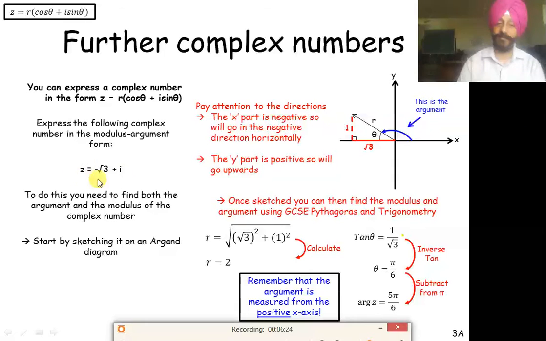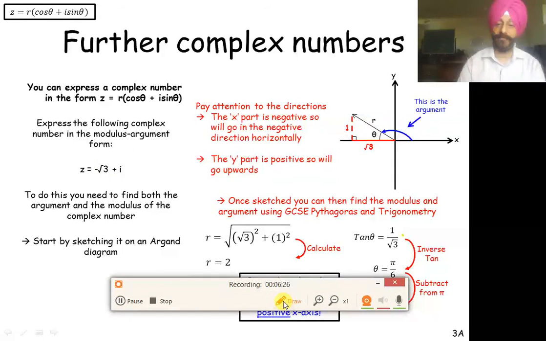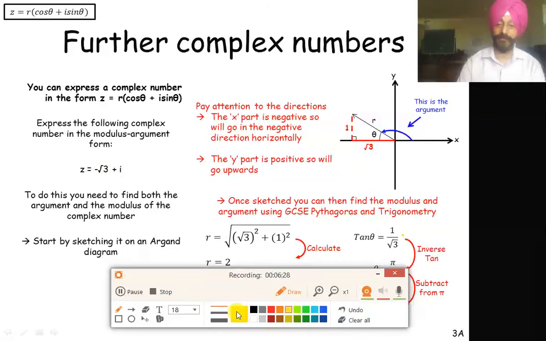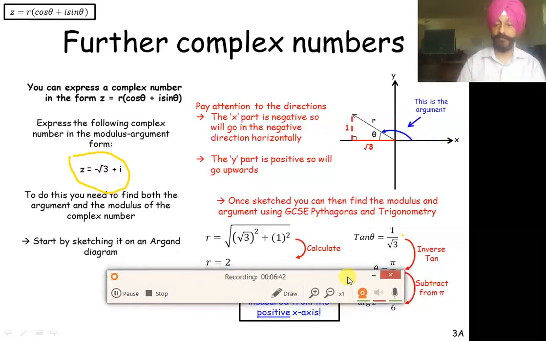So this complex number can now be written in the form of r cos theta and r sin theta. So how do we do it? Just see.